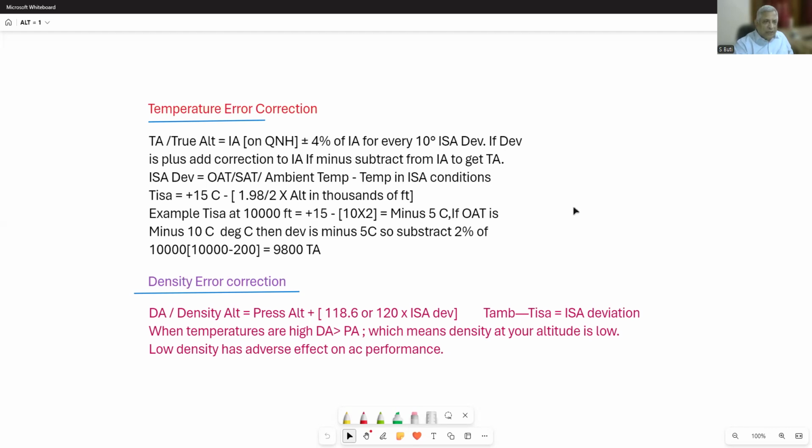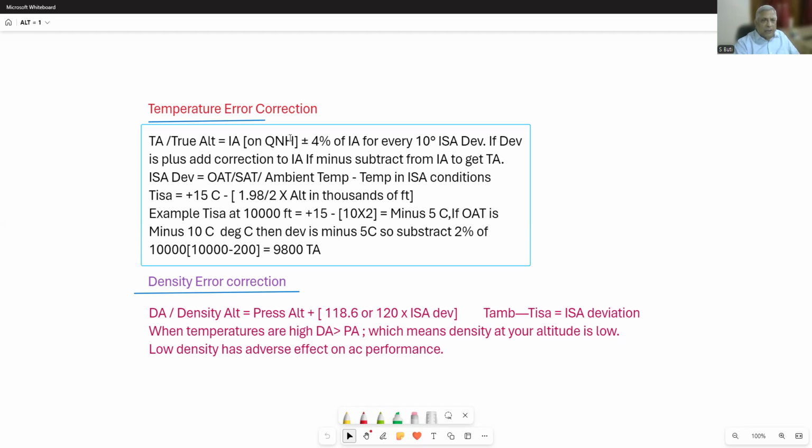The performance of the aircraft depends upon the density altitude. Then how to find out the density altitude, and how to find out whether your altimeter is under reading or over reading. That's what we will study today. First of all, for the temperature error correction, this is used to find out the true altitude from the indicated altitude on QNH on your altimeter.